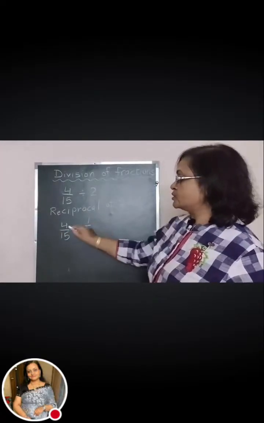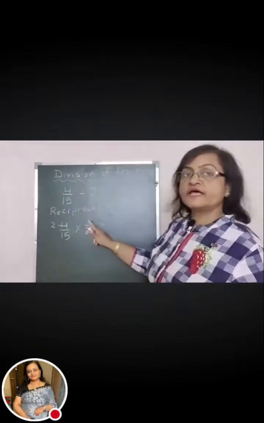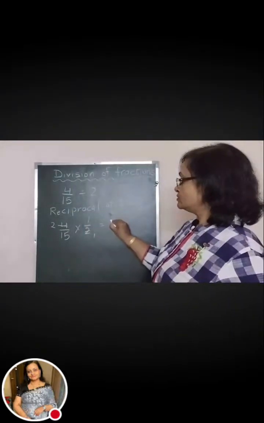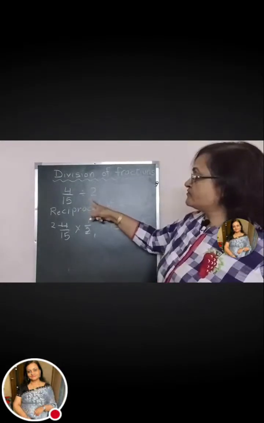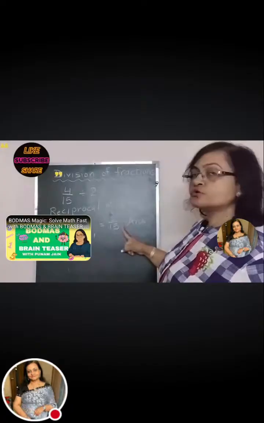Now 2 ones are 2, 2 twos are 4. Now we will multiply the numerators. 2 ones are 2 and the denominators, 15 ones are 15. That means 4 upon 15 divided by 2 is equal to 2 upon 15.